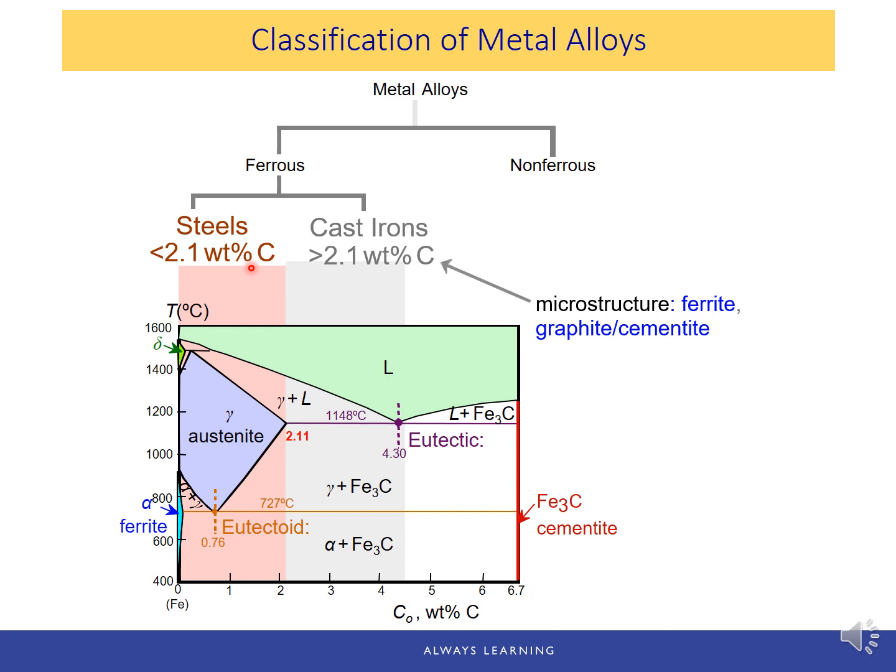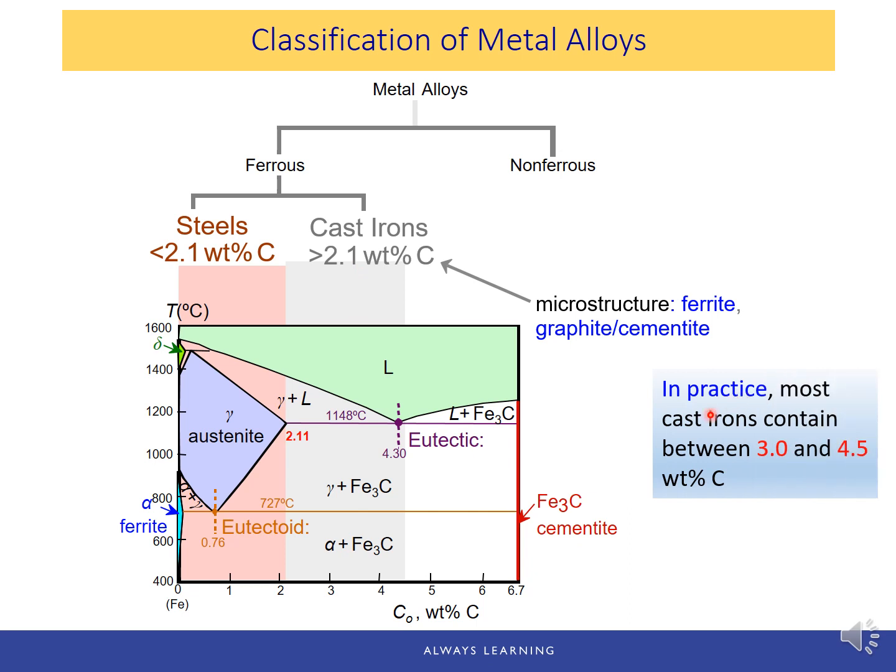No matter whether we have steel or cast iron, the microstructure includes ferrite and cementite. And even though we say cast iron in general is a ferrous alloy with a carbon content of greater than 2.1 weight%, in practice, most cast irons contain between 3.0 and 4.5 weight% of carbon.